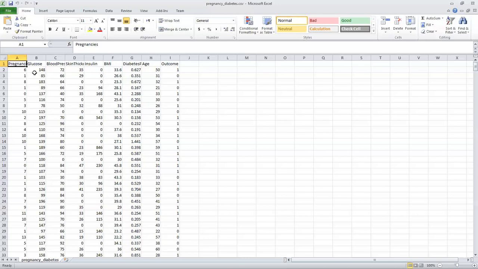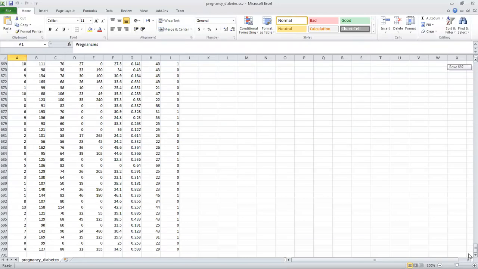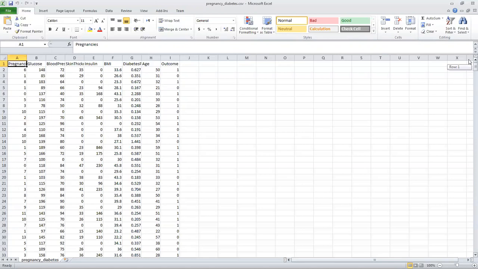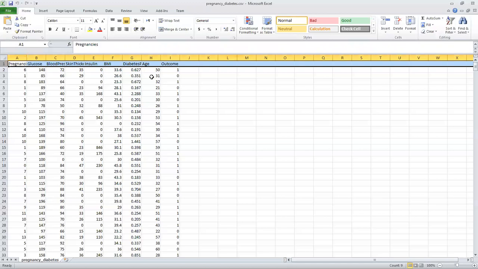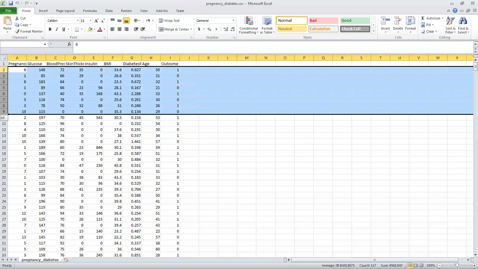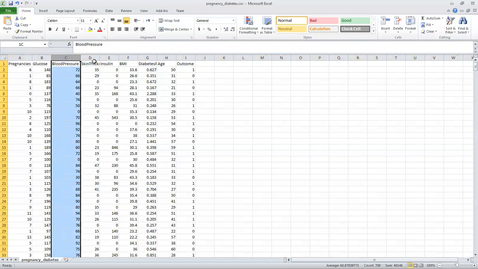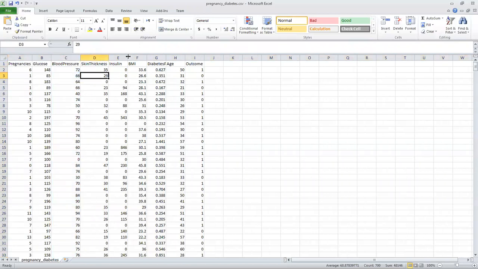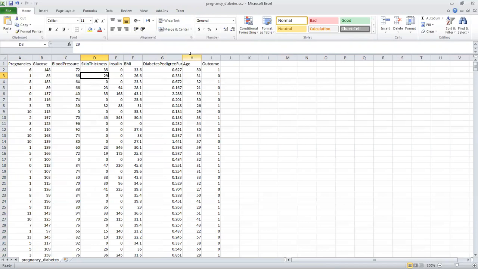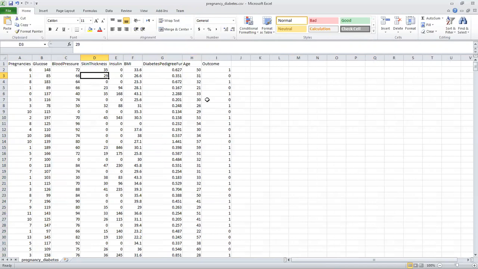If I open this dataset, you'll see I have around 700 records here, and then I have multiple columns. The first row of this dataset is the column names, and the others are the real values. The first column is pregnancies, and then glucose, blood pressure, skin thickness, insulin, BMI, some features, age, and at the end, the outcome. Outcome here is whether the person has diabetes or not, where 1 means yes and 0 means no.